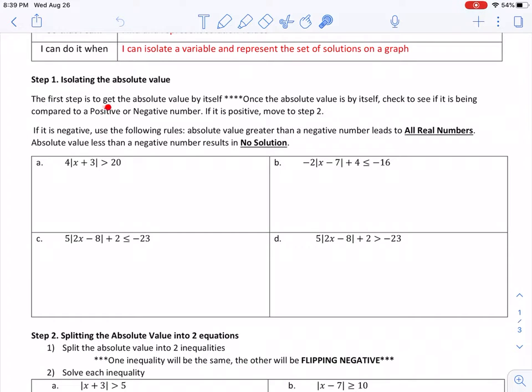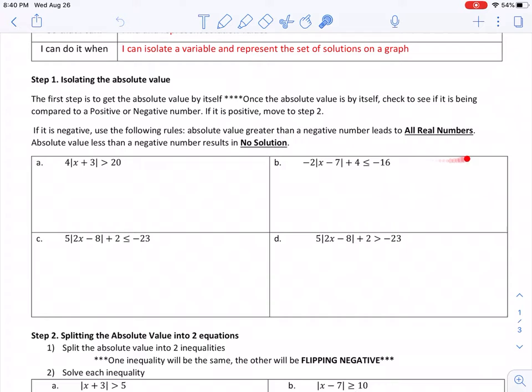The first step is to get the absolute value by itself. Once the absolute value is by itself, check to see if it is being compared to a positive or negative number. If it is positive, move on to step 2. If it is negative, use the following rules. Absolute values greater than a negative number leads to all real numbers. Absolute values less than a negative number results in no solution.